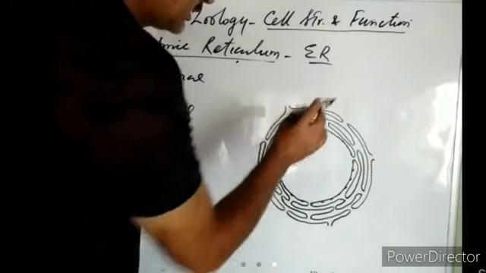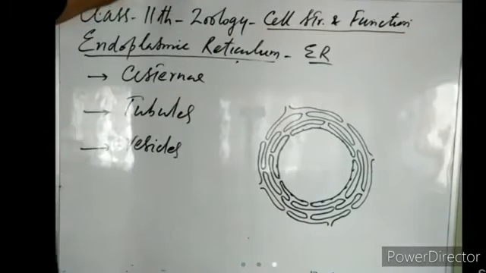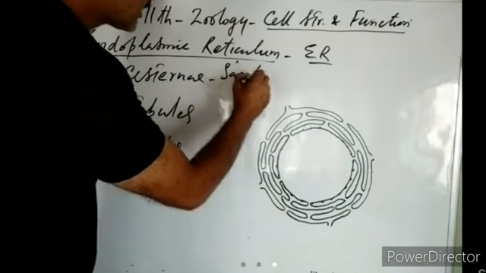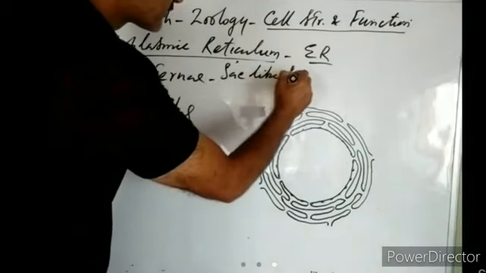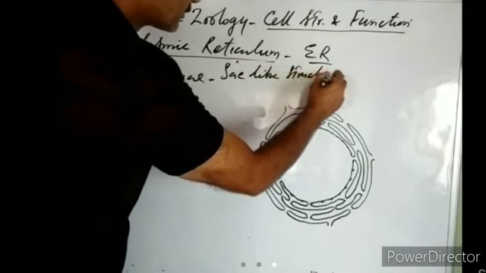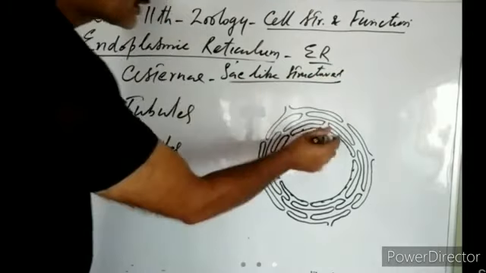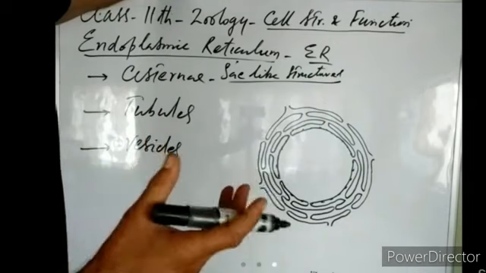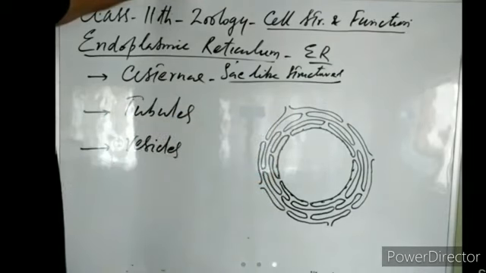So these are the cisternae which are present around the nucleus. These cisternae are sac-like structures. You can see in this diagram, they are stacked around the nucleus. These sacs are lying over each other around the nucleus.